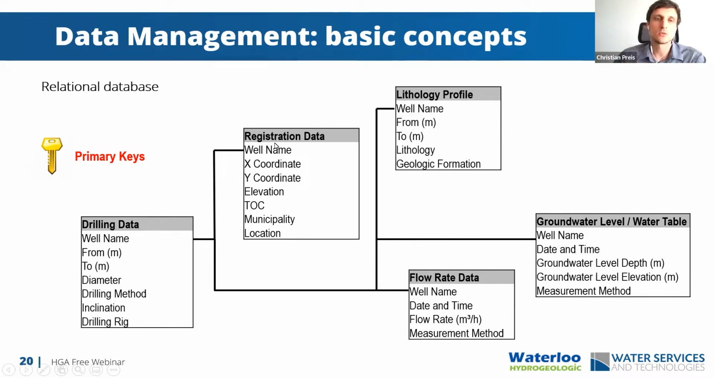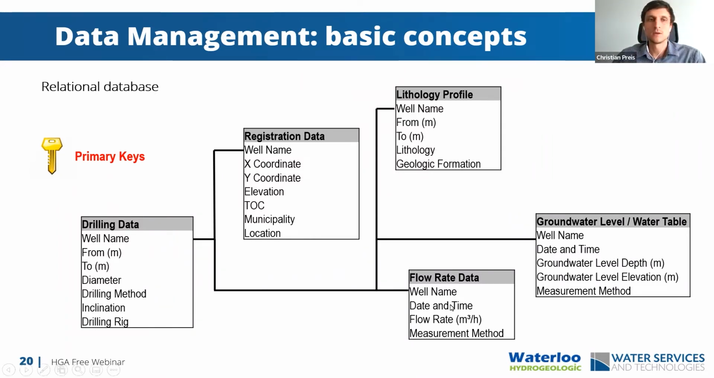So the database will know that, okay, I cannot have two well names with the same name. And for example, for drilling data for a specific borehole from one depth to another, I can have only one diameter. I cannot have two different diameters for the same depth, or water level for the same date and time.